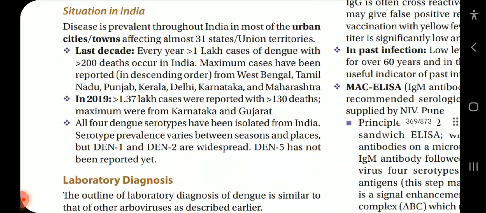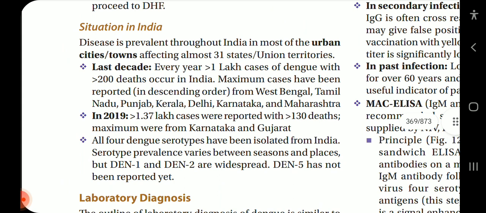Okay, so now we come to the situation in India. Disease is prevalent throughout India in most of the urban cities or towns, affecting more than 31 states or union territories. In the last decade, every year more than 1 lakh cases of dengue with more than 200 deaths occur in India. Maximum cases have been reported in descending order from West Bengal, Tamil Nadu, Punjab, Kerala, Delhi, Karnataka, and Maharashtra. In 2021, more than 1.3 lakh cases were reported with more than 100 deaths. A maximum were from Uttar Pradesh and Punjab.